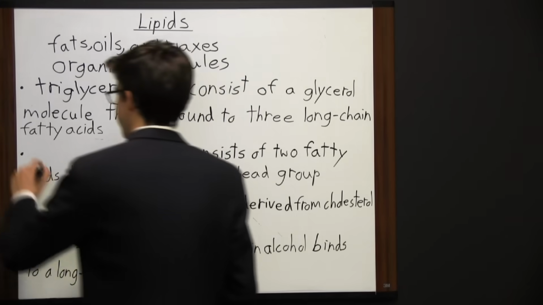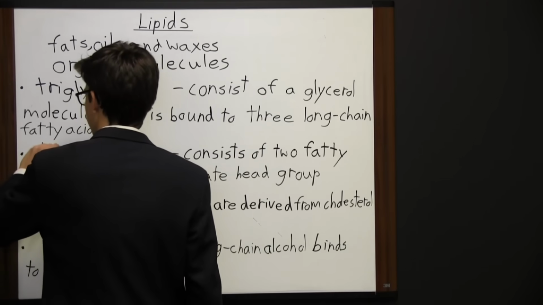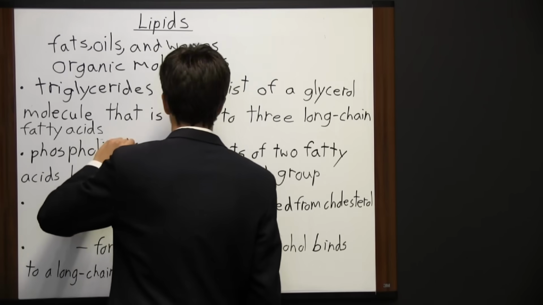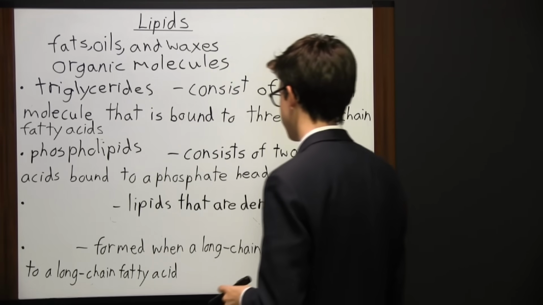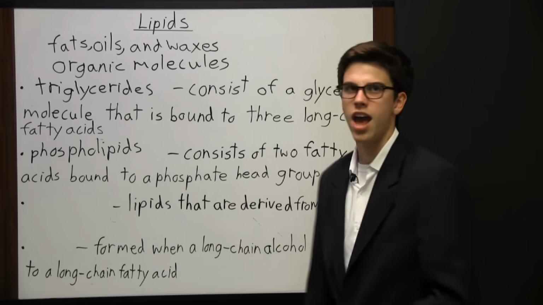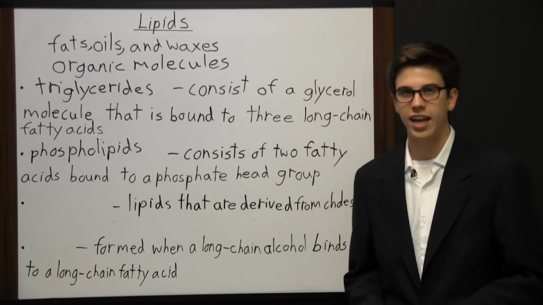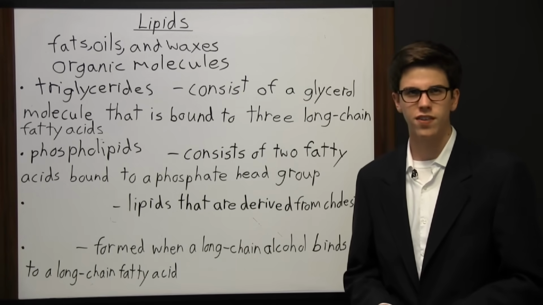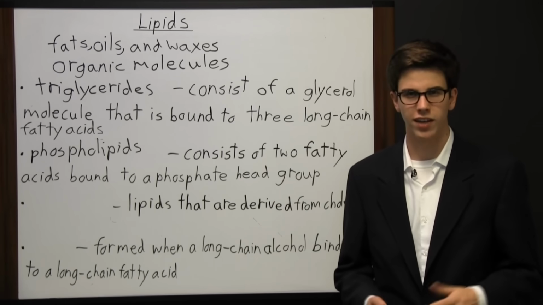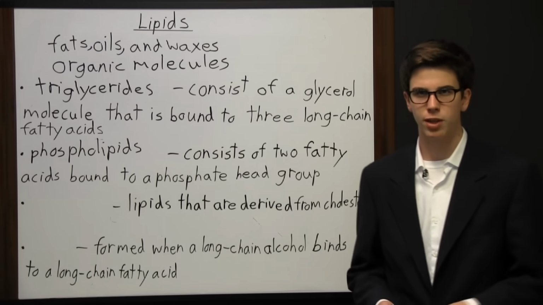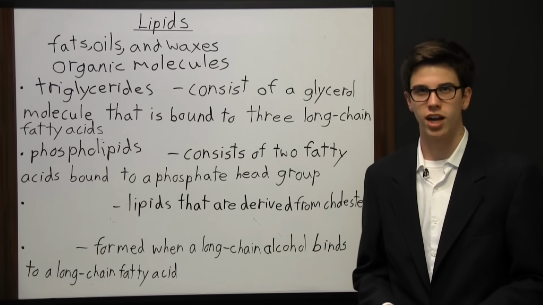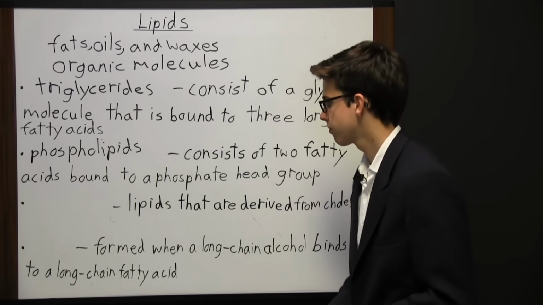Now, a second grouping is phospholipids. And these consist of two fatty acids bound to a phosphate head group. The fatty acid portions avoid water, meaning they're hydrophobic, while the phosphate head groups seek water, meaning they're hydrophilic. So phospholipids have a structural function. They make up cell and organelle membranes in your body.